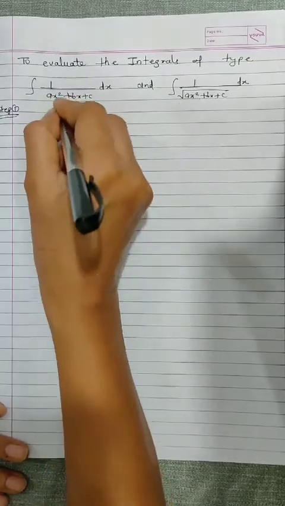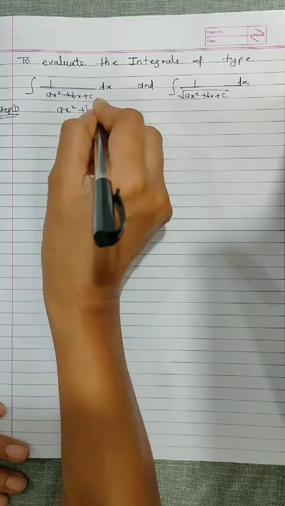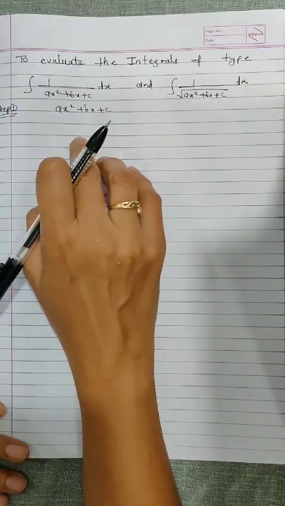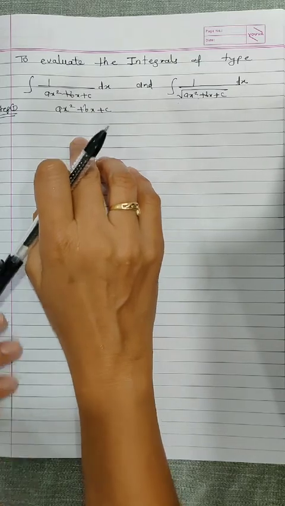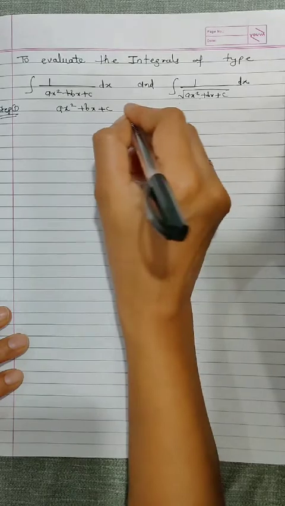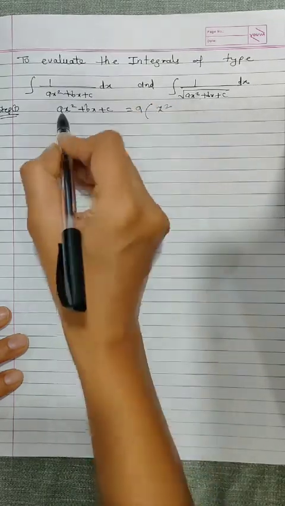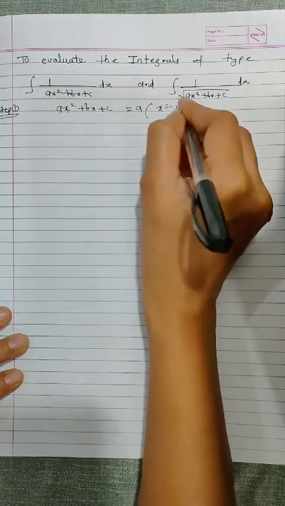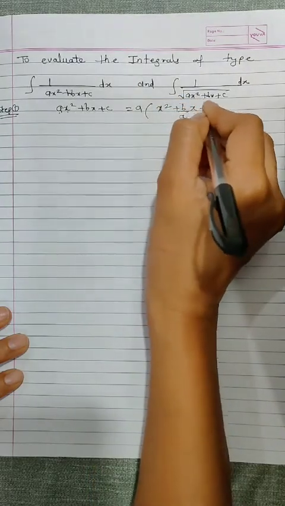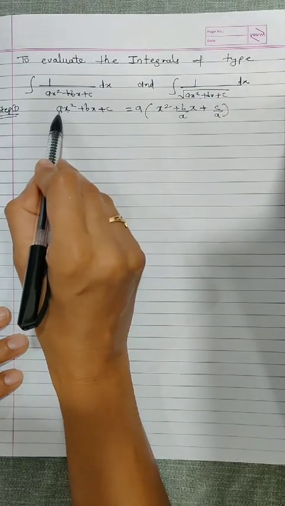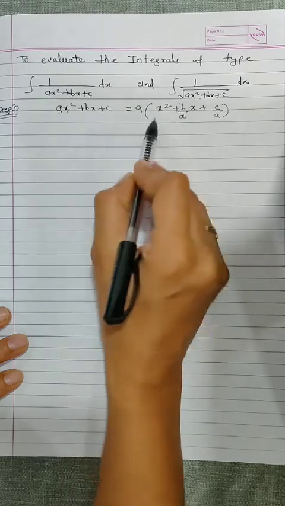Our term is ax square plus bx plus c, which is not a perfect square. We have to make this term a perfect square. Okay, now here first of all take out the coefficient of x square, a, as common. I have taken a common, so it will be x square, and if I take a common, it will become b by a x plus c by a. So first of all you have to take out the coefficient of x square as common and then adjust the term.